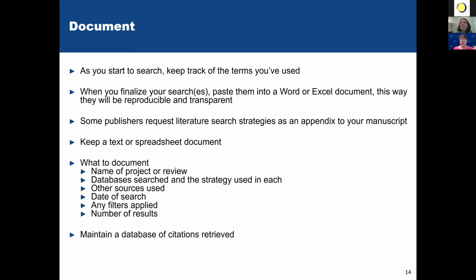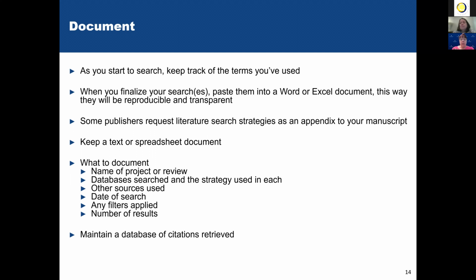Some of the things you want to track. Okay, what's your project? Put that at the top. The database you searched, every database that you searched, and the strategy that you used in each. Because while your strategies will be similar, they won't be the same, because every database has its own control vocabulary. Right. It might be similar, but different from another database.